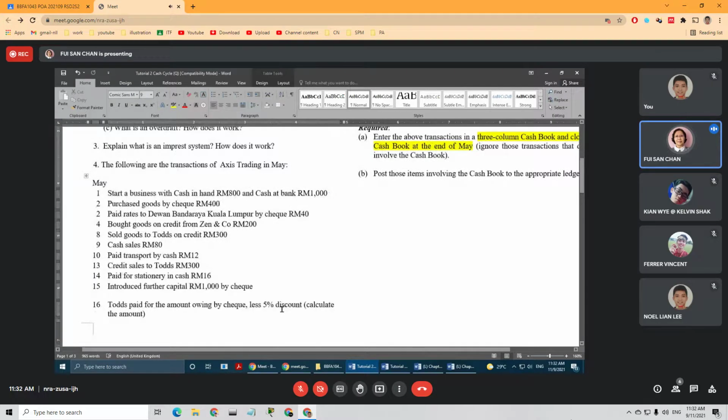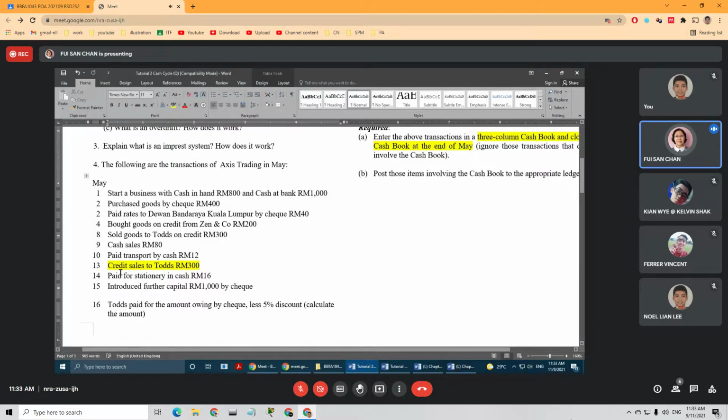Now, what are the transactions that do not involve the cash book? For example, credit sales, like this one, credit sales to TOPS. You only record those that you can record in your cash book, meaning those that involve cash or bank. Those that do not have any cash in, cash out, bank in, bank out, don't record in your cash book.